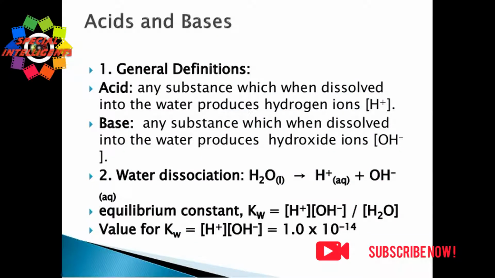Today's topic is on acids and bases. Here is the definition of acid and base. Acid: any substance which, when dissolved in water, produces hydrogen ions, that is nothing but H+ ions. Base: any substance which, when dissolved in water, produces hydroxide ions like OH-. Here below is water dissociation, the equilibrium constant, and the value for Kw.